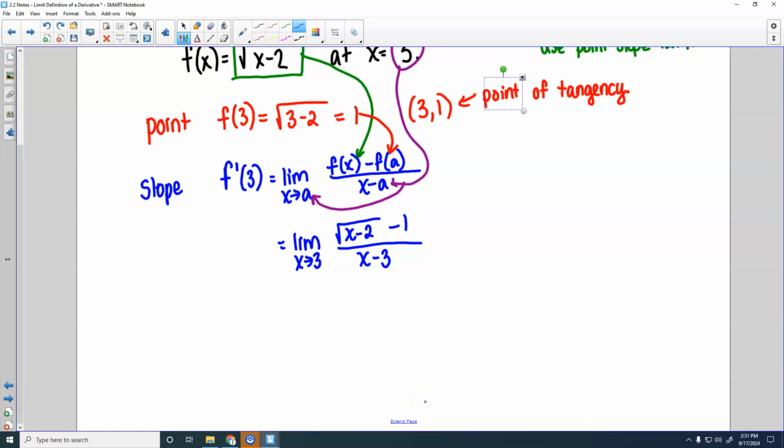Okay, currently, if you try to plug in numbers, you're going to get 0 over 0. What should we do? Conjugate. We're going to multiply by the conjugate, square root of x minus 2 plus 1. We got to multiply by that on the top and bottom. Is that like a common thing when you have square roots? You have to do the conjugate? Most of the time.